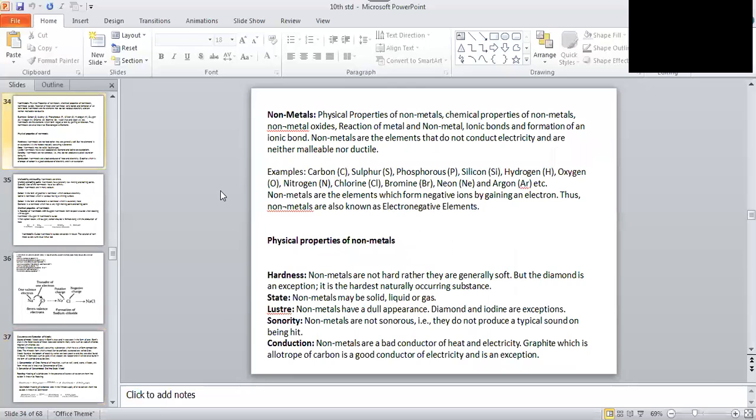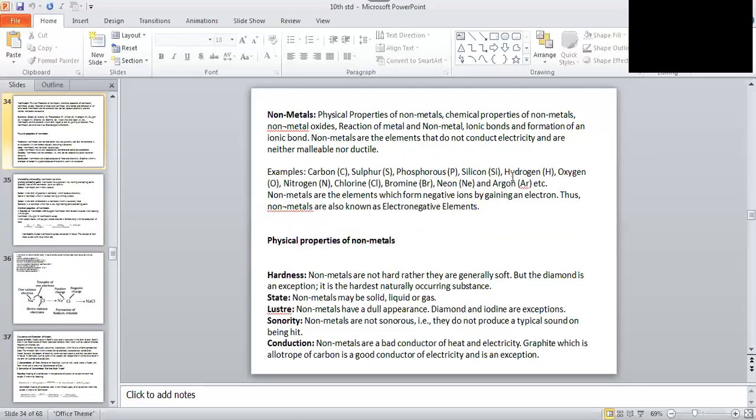After the study of metals, we will study non-metals. For non-metals, we will study their physical properties, chemical properties, their oxides, reaction with metal, and ionic bond formation. So what is an ionic bond? Non-metals are elements that do not conduct electricity and they are neither malleable nor ductile.